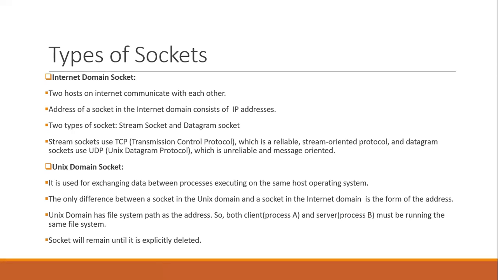There are two widely used socket types in internet domain sockets. One is stream sockets, which use TCP, a reliable stream-oriented protocol, and the other is datagram sockets, which use UDP, which is unreliable and message-oriented. And the Unix domain sockets: the only difference between a socket in the Unix domain and a socket in the internet domain is the form of address. Unix domain has a file system path as the address, so both client and server must be running on the same file system, and the socket will remain until it is explicitly deleted.